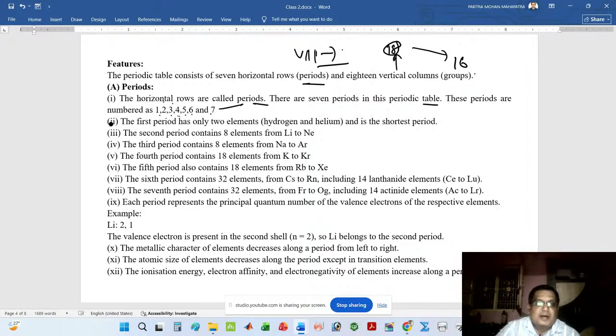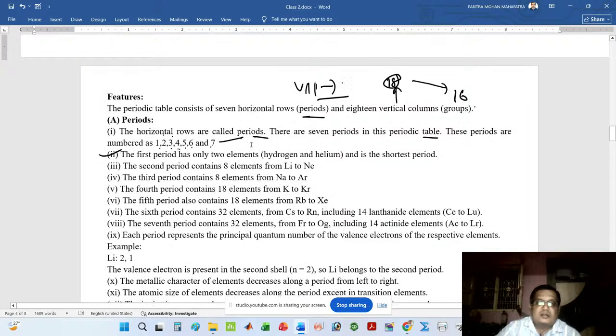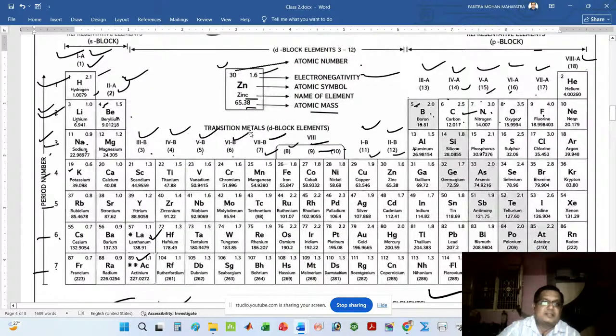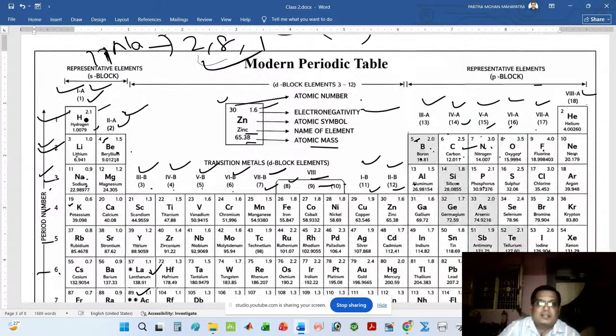If you think about the first period, suppose I want to ask how many elements are present in the first period, then you can say that there are 2 elements present in the first period. One is hydrogen, another is helium. This is the shortest period among the 7 periods. If you compare the number of elements present in each period, you will find that there are only 2 elements in the first period. So it is called the shortest period. In an exam, sometimes a question will ask which period is called the shortest period. Then your answer is the first period.